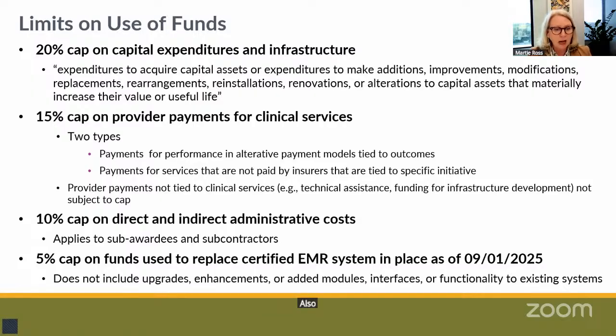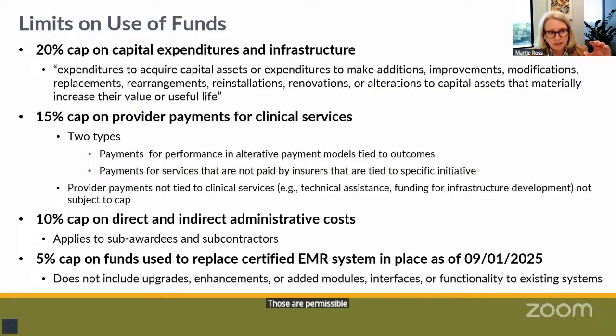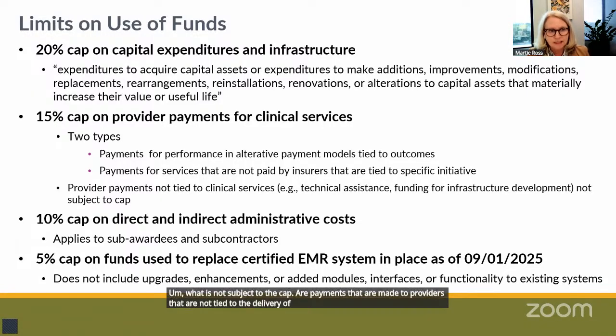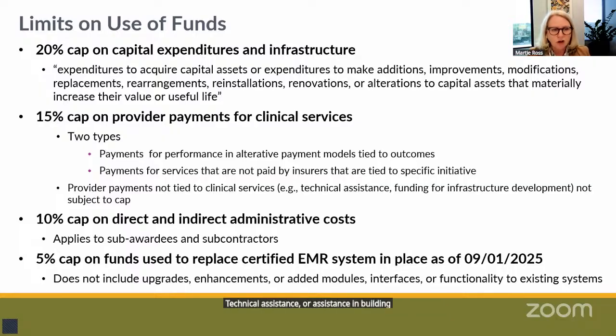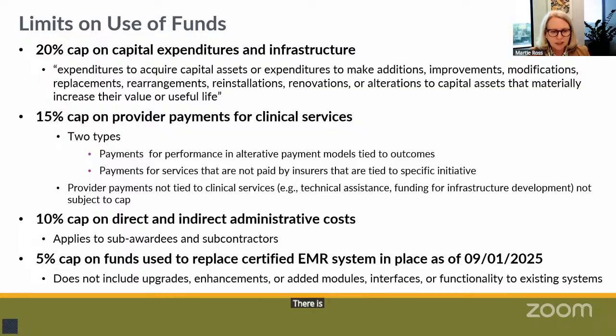Also, payments that are made to providers for services that are not paid by insurance, but still are tied to a specific initiative, those are permissible, but again, are going to be subject to that 15% cap. What is not subject to the cap are payments that are made to providers that are not tied to the delivery of clinical services. Instead, technical assistance or assistance in building infrastructure, those are not going to be subject to the cap. There is a 10% cap on direct and indirect administrative costs.